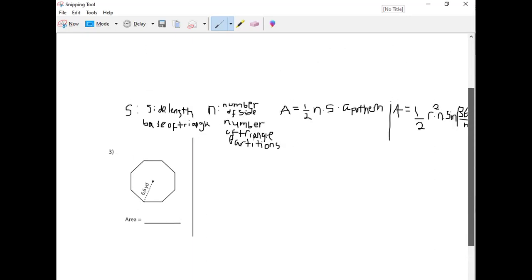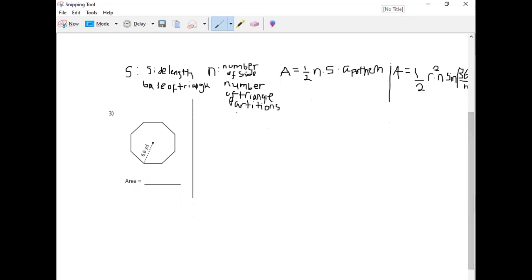So let's just navigate this. It's good if you know what you're talking about. For me, it's to just know you're trying to divide this polygon into triangles and then find the area of one of the triangles and then multiply it by how many triangle partitions you have.